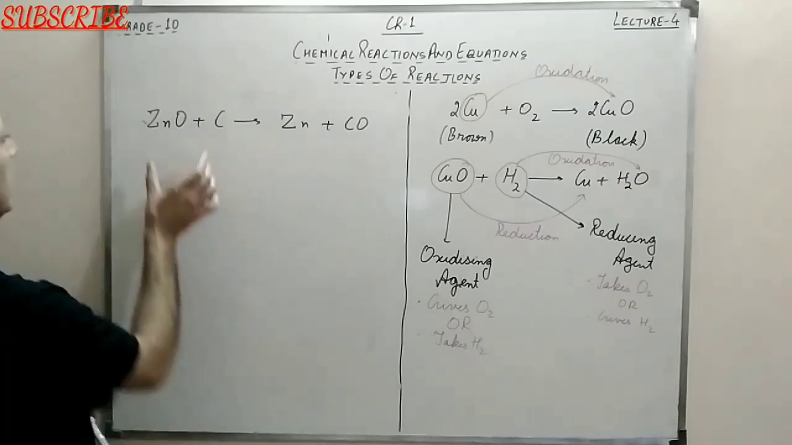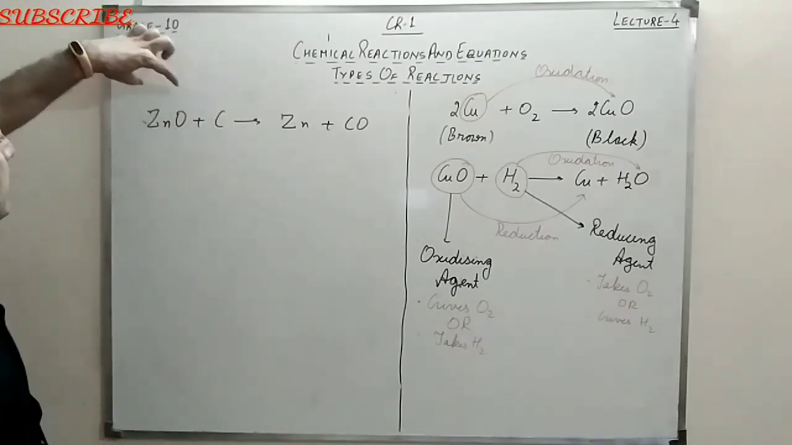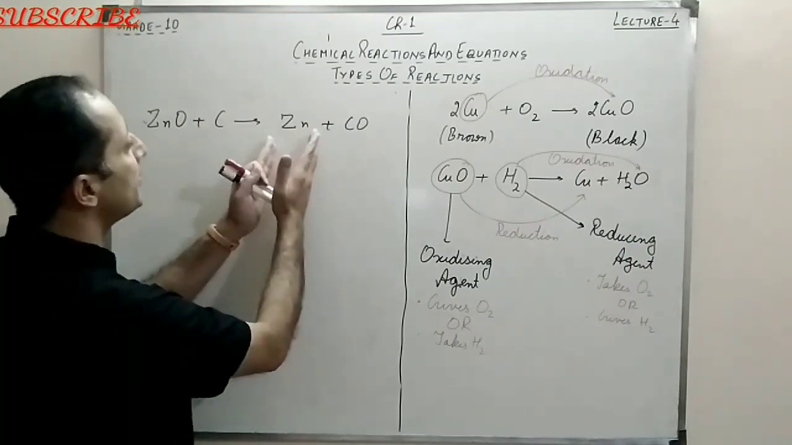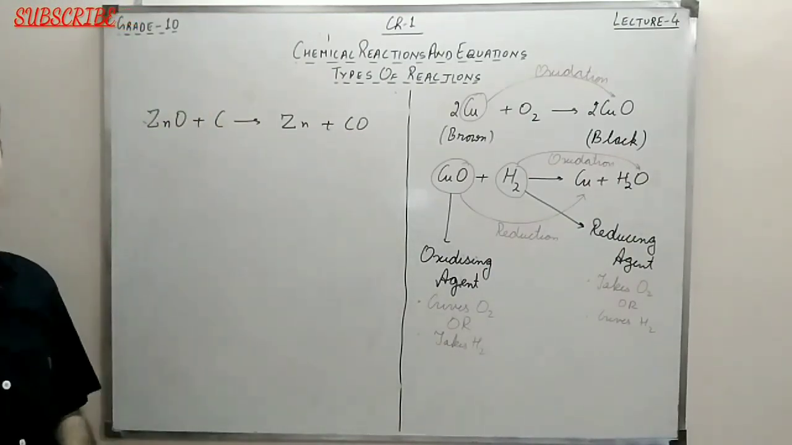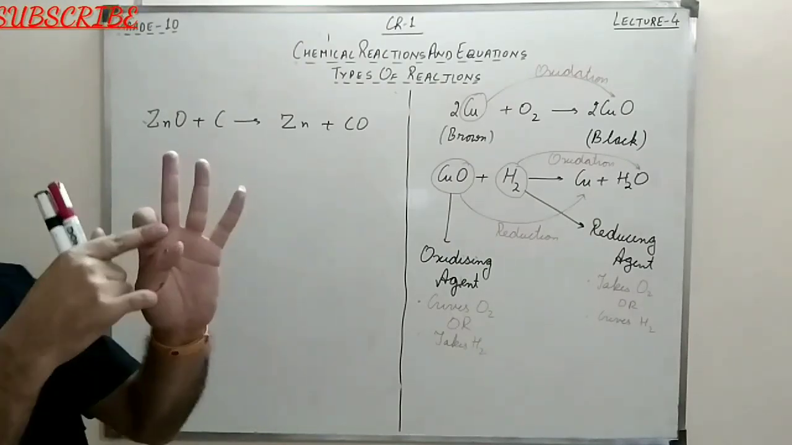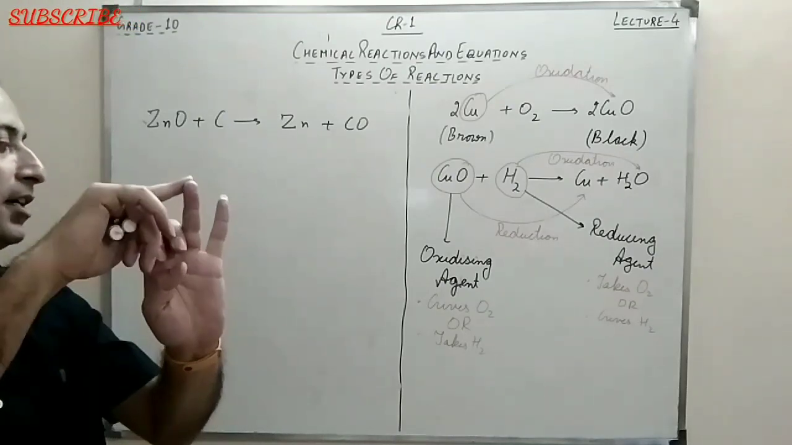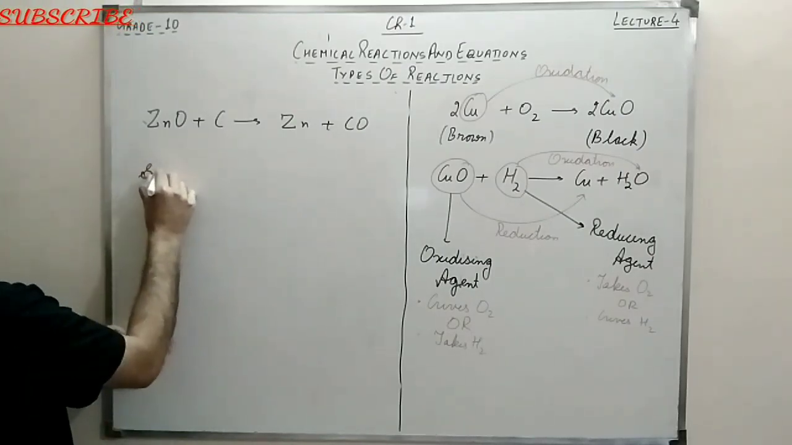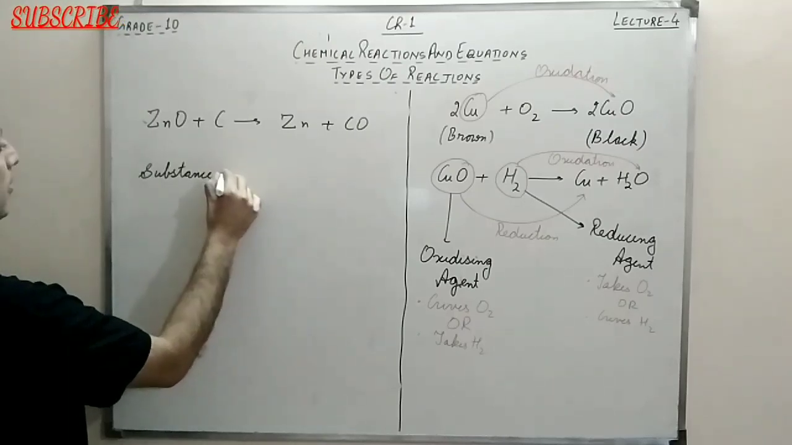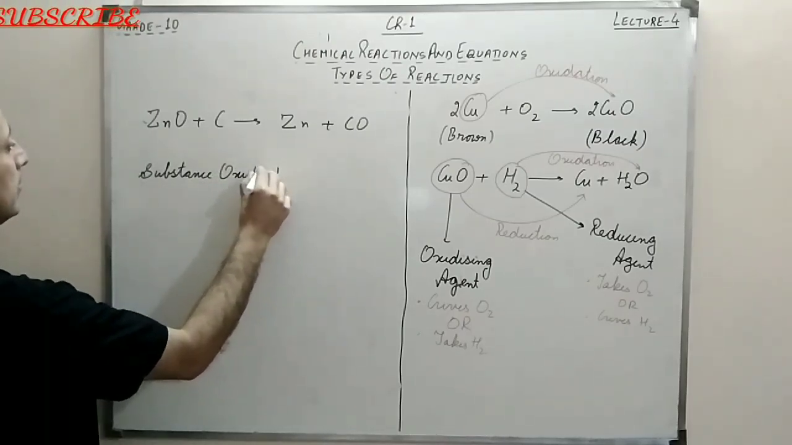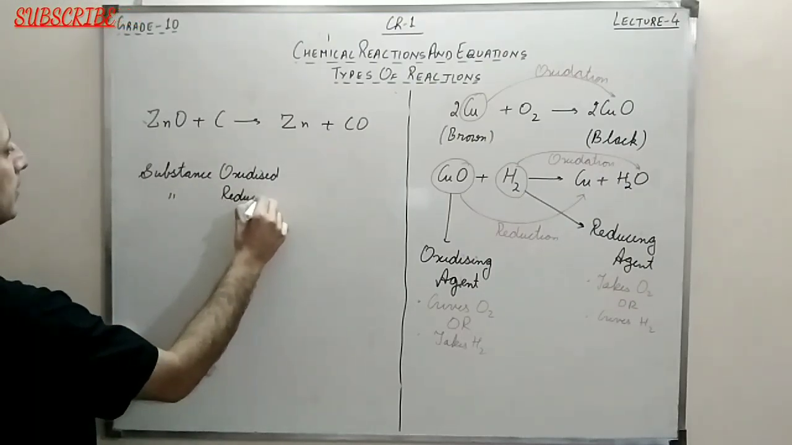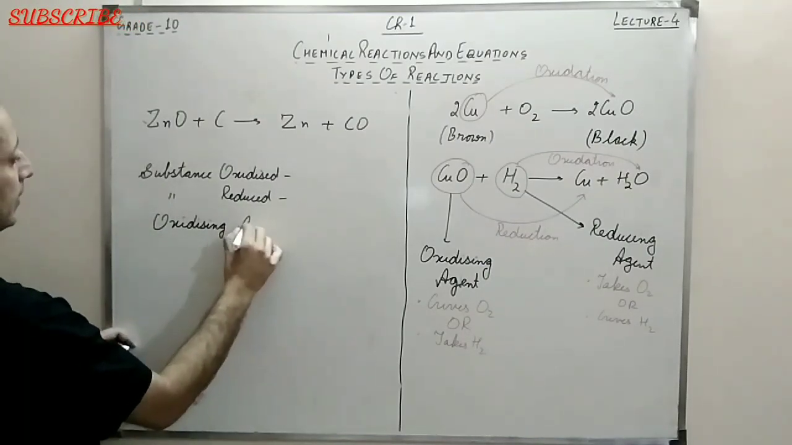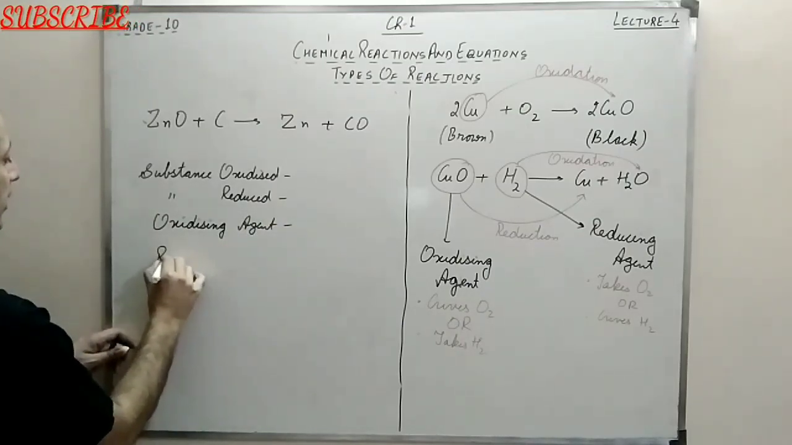Now what happens? Just see again. Initially we have these two things. Out of these two things, this is having oxygen, this thing is not having oxygen, right? Now after the reaction, from zinc oxide it formed zinc. From carbon it formed carbon monoxide. Now I have four things to tell. First, which substance is reduced, which substance is oxidized, which is reducing agent, and which is oxidizing agent, right? So I write four things. Substance oxidized, substance reduced, then I say oxidizing agent, and then I say reducing agent.